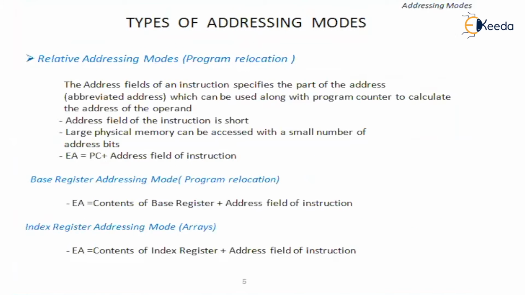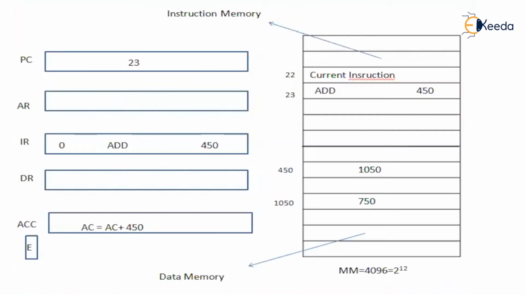Then the next thing is relative addressing mode. What is relative addressing mode? Let us go back to our slide. Let us say this is the current instruction that is being executed. Now the current instruction is 22, right? What is the next instruction? The next instruction is 23. Now, what is the program counter value? The program counter value is 23. Yes or no? Yes. The program counter value is 23.